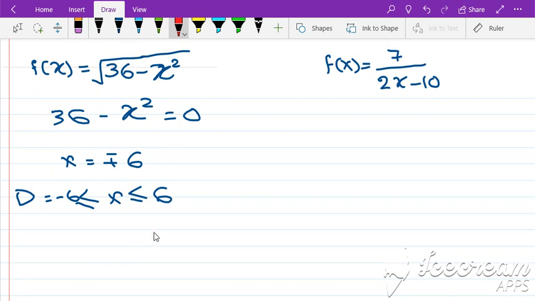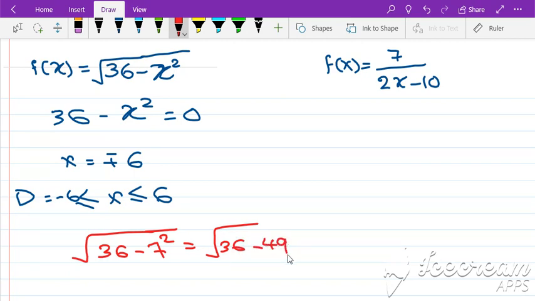Let's check for 7. The square root of 36 minus 7 squared is equal to the square root of 36 minus 49. Then it will give us a negative number. So under the square root shouldn't be negative. That's why 7 is not in the domain of this function.